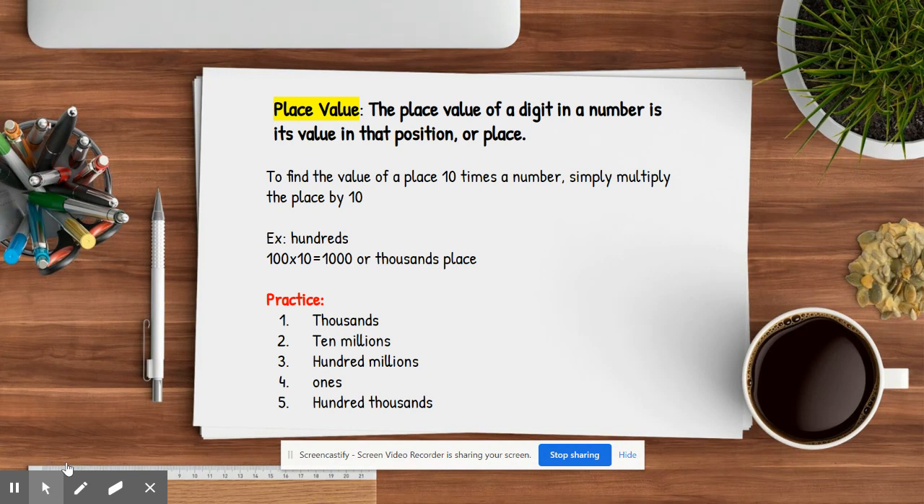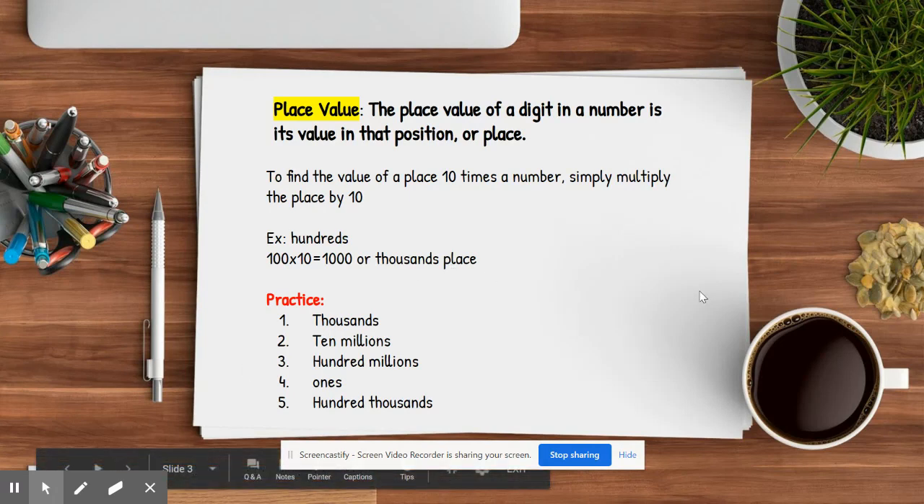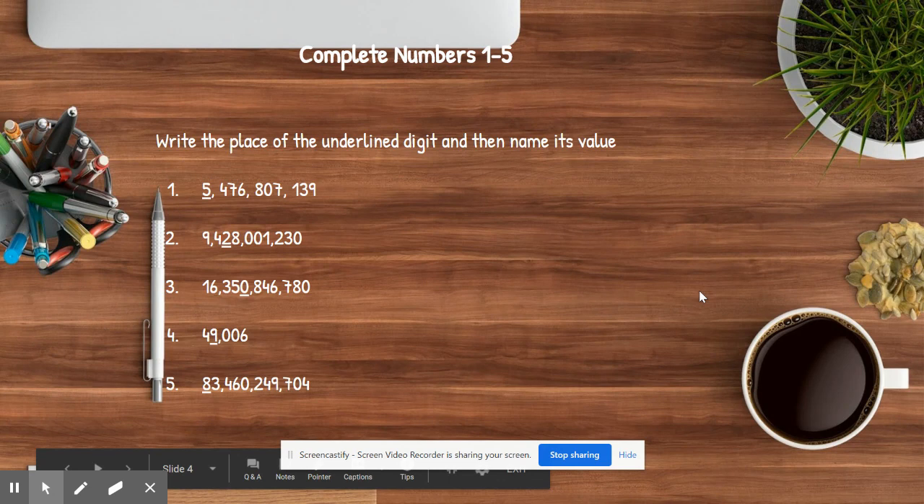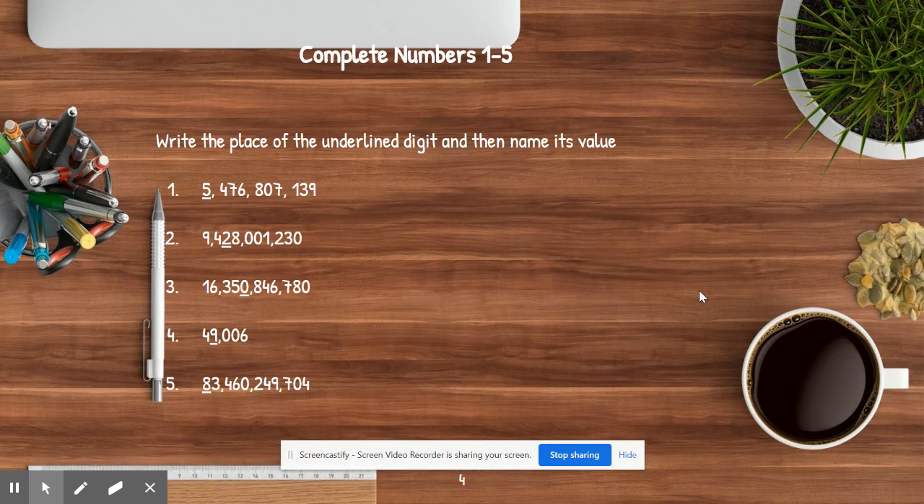How do we do on those? Pretty good? All right, let's move to slide 4. Slide 4 has us doing the stuff that we did at the start of class yesterday, where we had to look at a number and give 2 answers. Again, did you read the directions? The directions said to do 2 things: write the name of the place and then name its value. So you do 2 answers for each one.